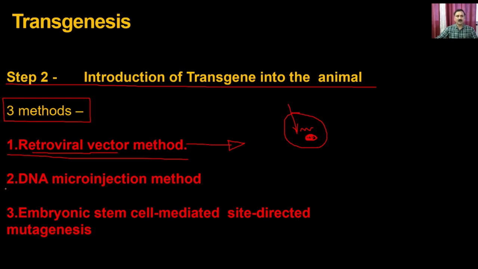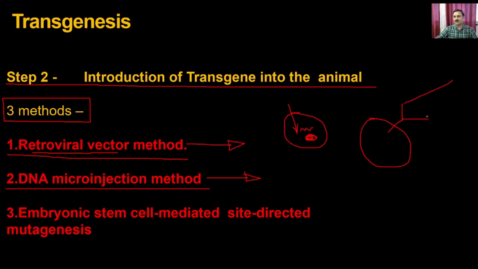The second is that you can use the DNA microinjection method. So in a DNA microinjection method, you take a cell, and then with the help of microinjection, which is like a micro syringe, you can take this particular DNA and directly inject that DNA into the nucleus of this particular cell, and that's how you can deliver the DNA into the cell. And once it reaches the nucleus of that particular cell, then it will integrate along with the genome, and ultimately it is going to proliferate along with these cells.